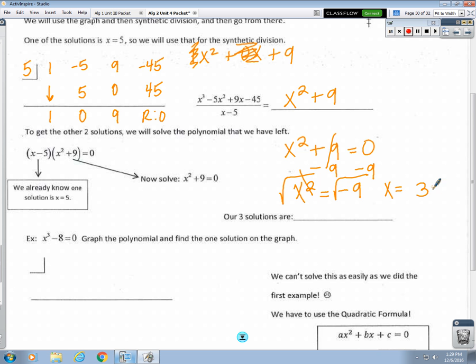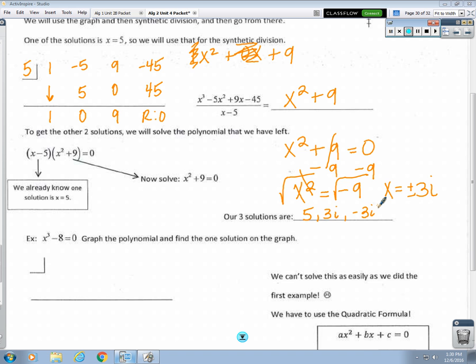But since it's negative, i. And remember how anytime we solved these when we were learning them, we always put plus or minus? So our three solutions are 5, the real one that we found on the graph, positive 3i, and negative 3i. That's why we couldn't see 2 of the 3, because they're imaginary. Our three solutions we just found were 5, 3i, and negative 3i.